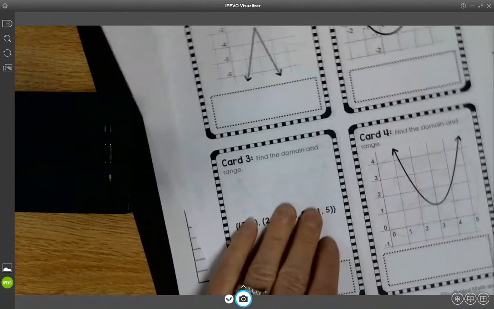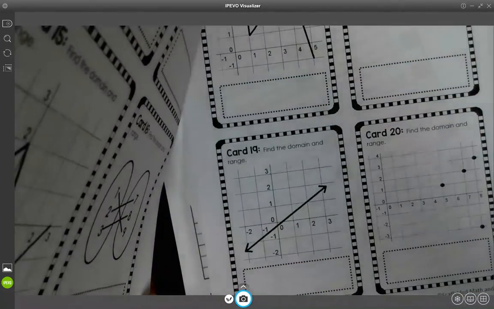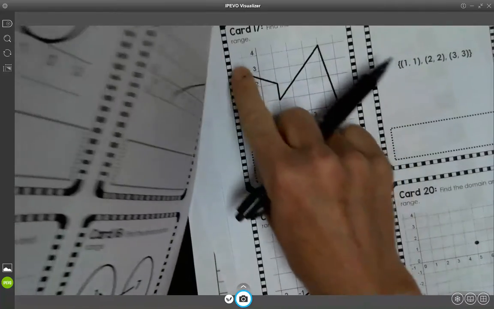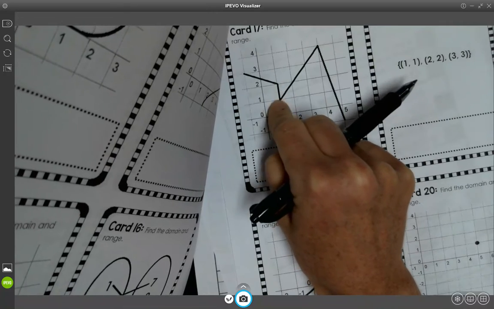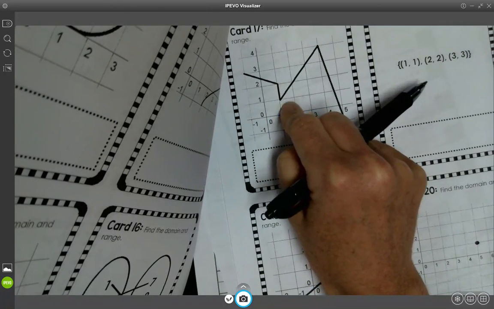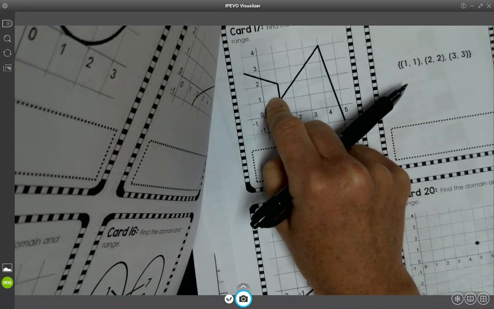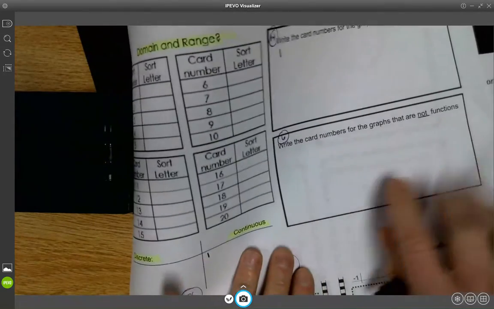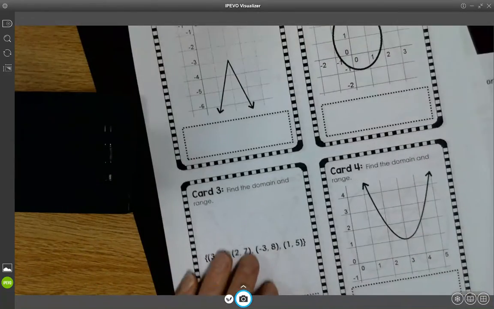I will show you one that I messed up on so you don't mess up on it. Number 17 is one that I messed up on because function or not a function, I said this was a function, but look at this straight line right here. That's a not function. So make sure you don't make my mistake and put this as a function. It should go in the not a function box.